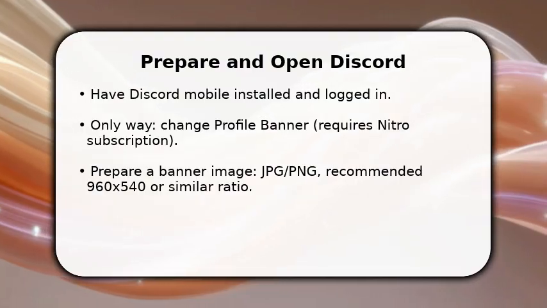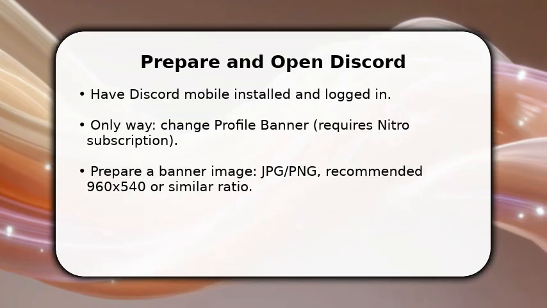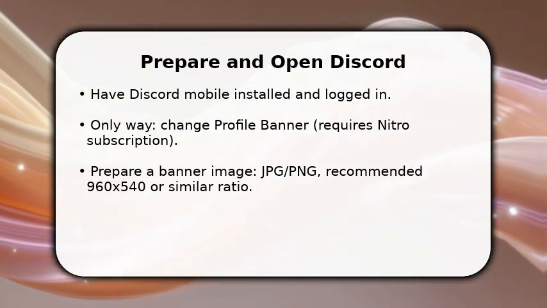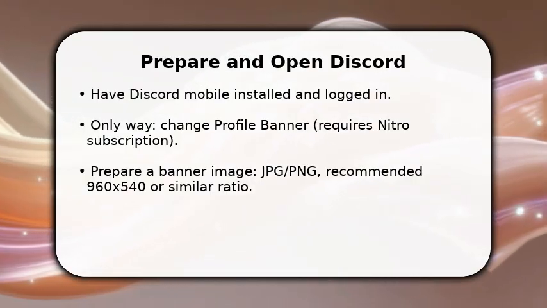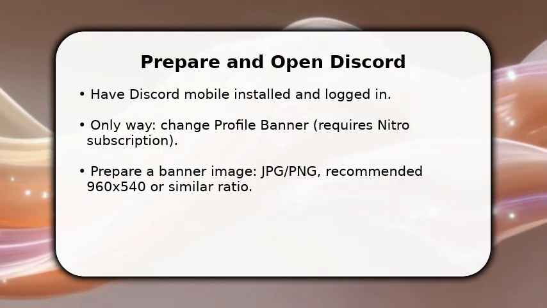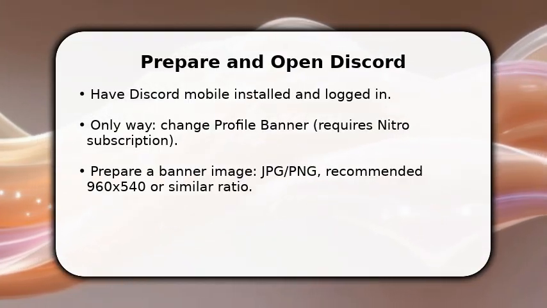You start now by opening the Discord app and confirming you have Nitro. That's the only built-in path to change your profile background on mobile. Once done, tap your avatar bottom right to open user settings because the banner control lives under my account.